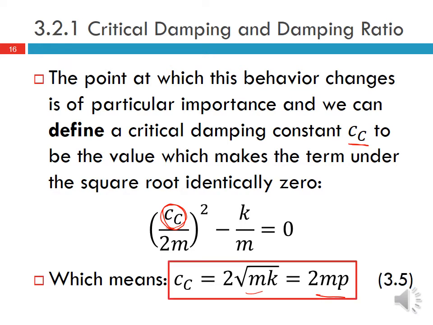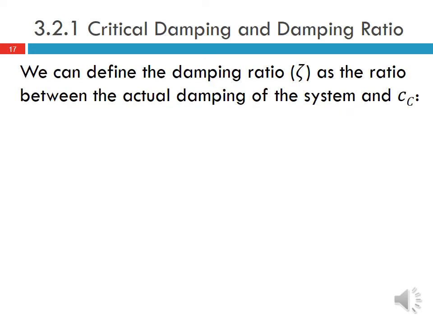Now this is an important definition for the critical damping constant. Now we can define another term called the damping ratio, for which we use the Greek letter zeta, as the ratio between the actual damping in the system and this critical damping constant. So zeta is equal to c, which is the actual damping coefficient of the system, divided by the critical damping constant.